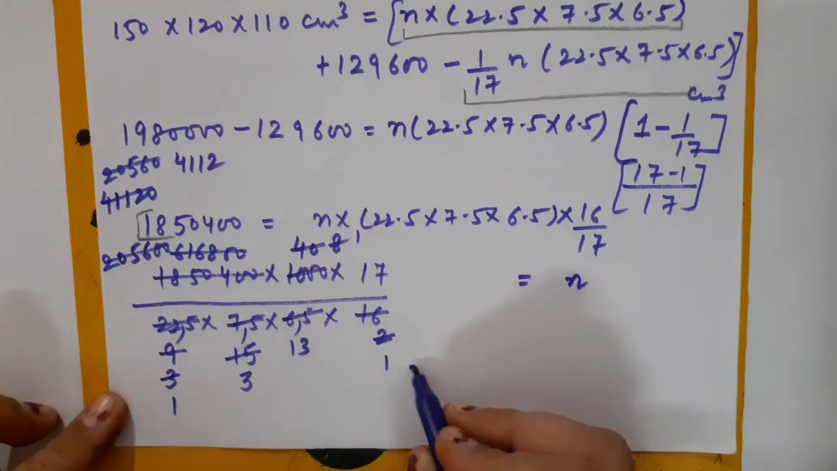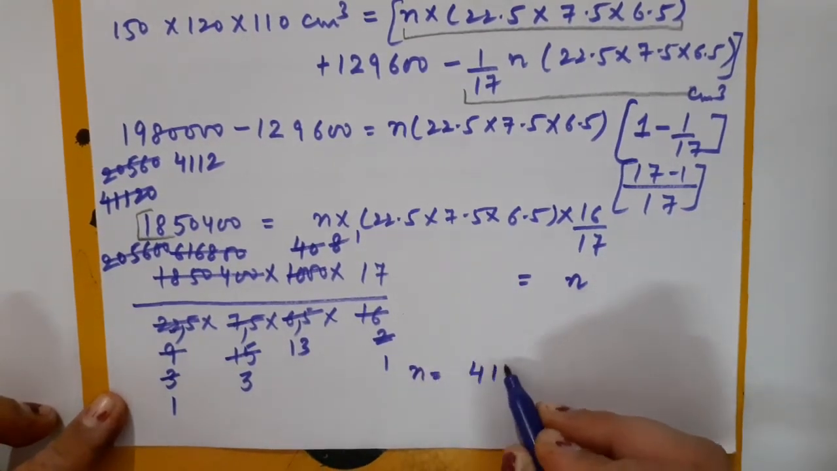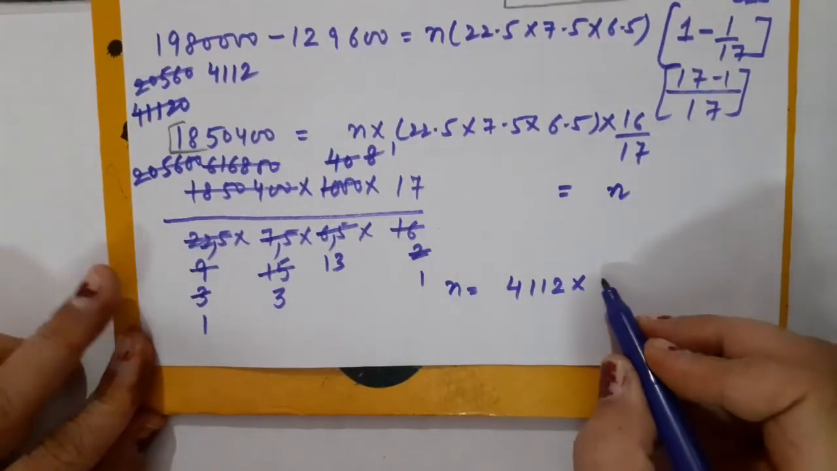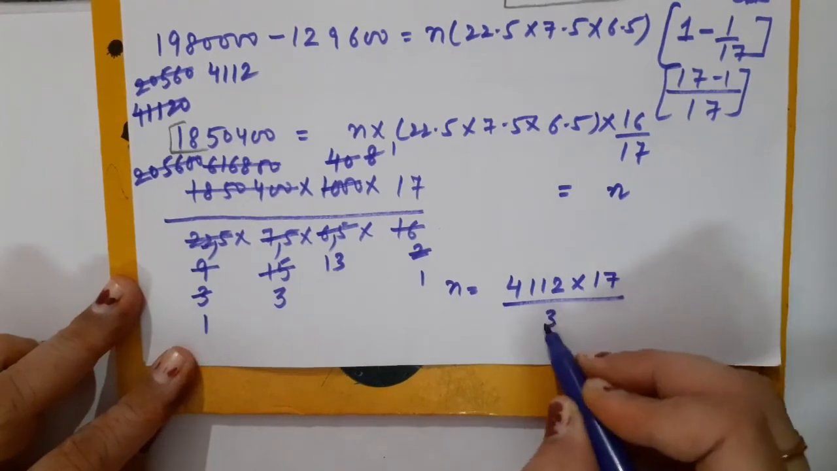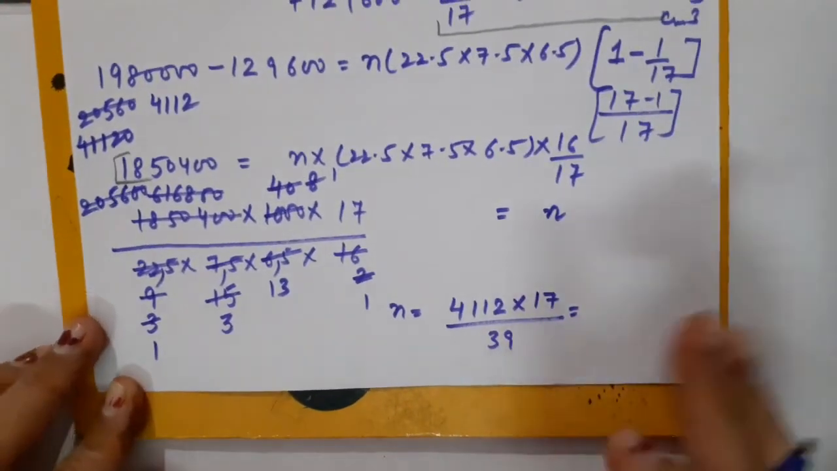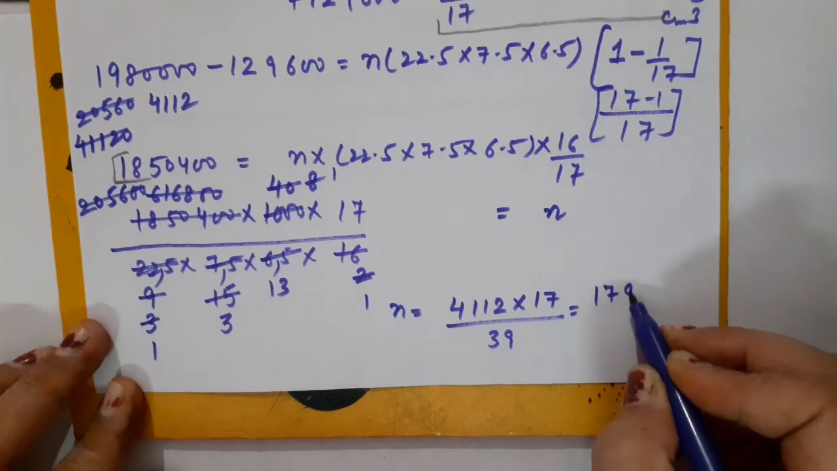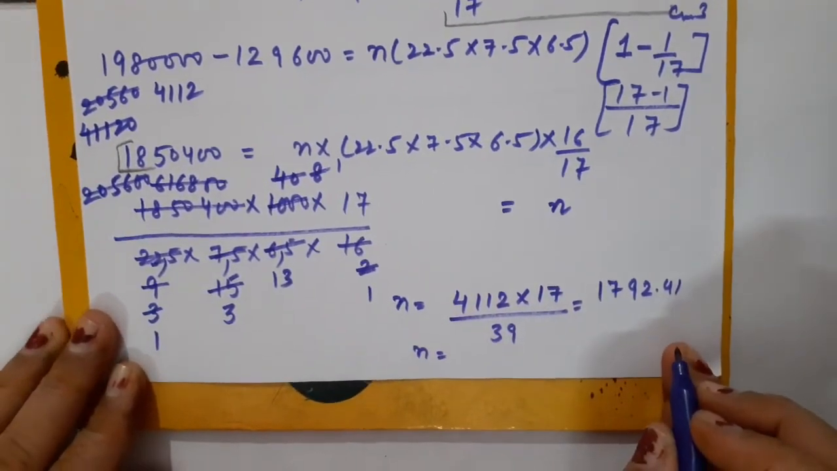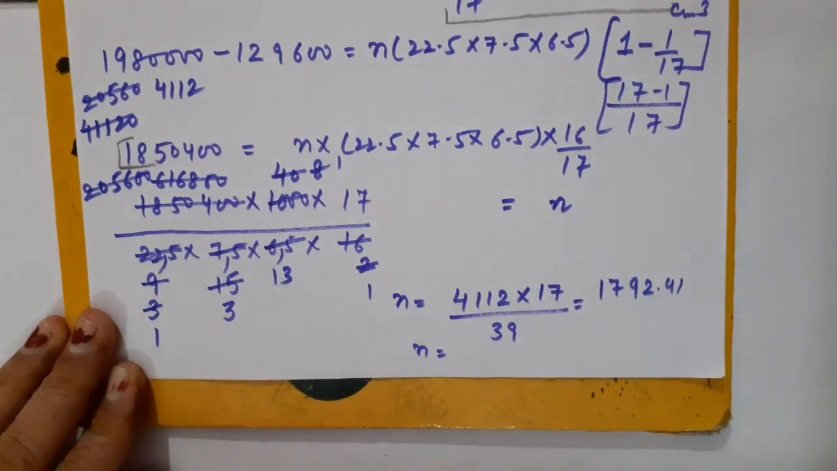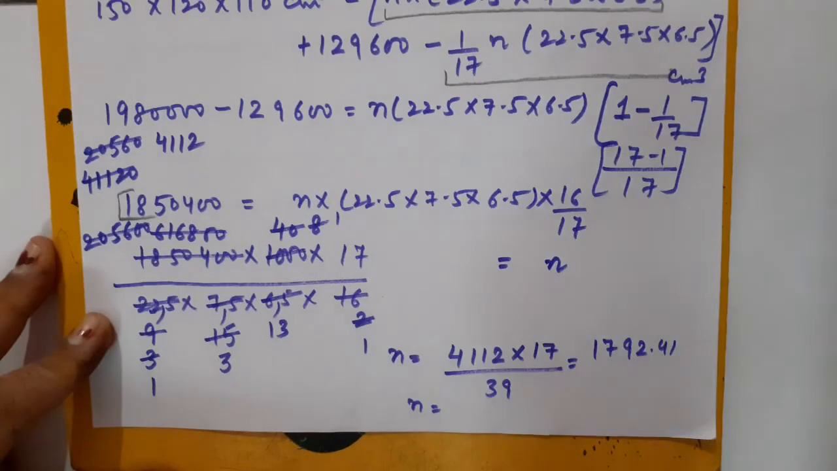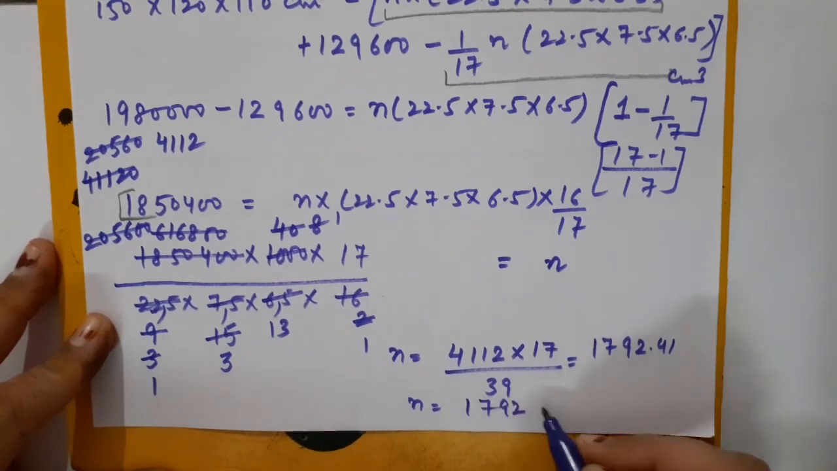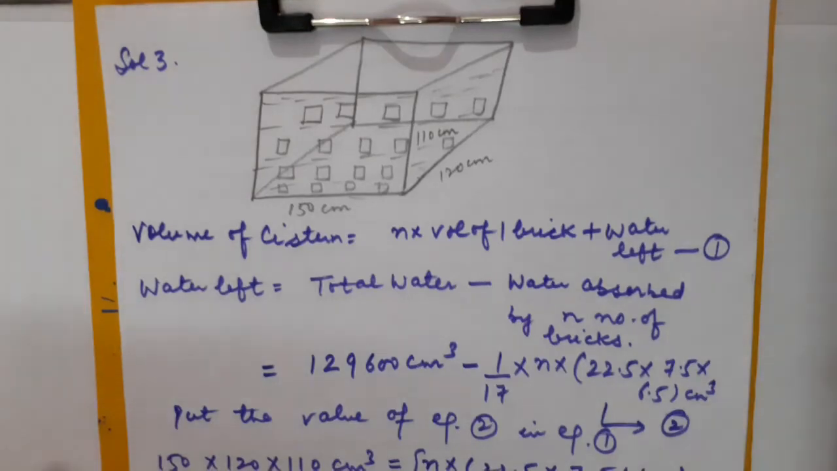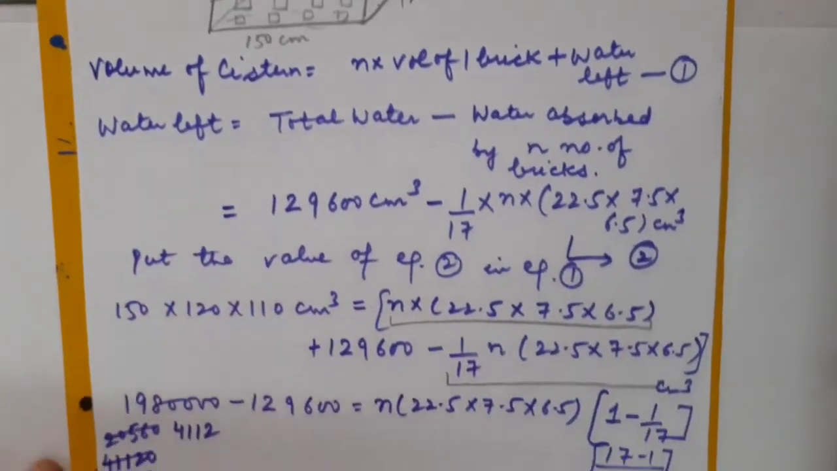So children, we are left with n is equal to 4112 into 17 by 39. Okay. After solving it, I have got 1792.41 bricks. As you know that bricks will be in round figure only. The number of bricks will be in round figure. So n is equal to 1792 bricks. Correct? I hope, children, whatever I have taught you today, you have understood.